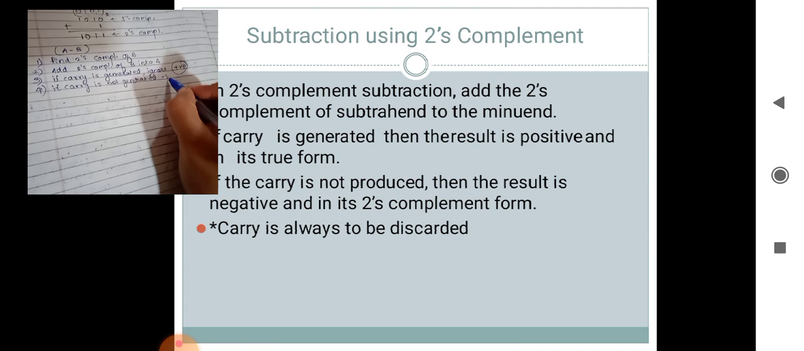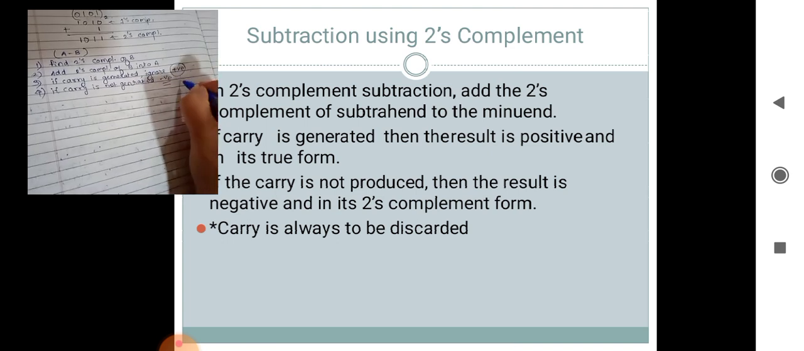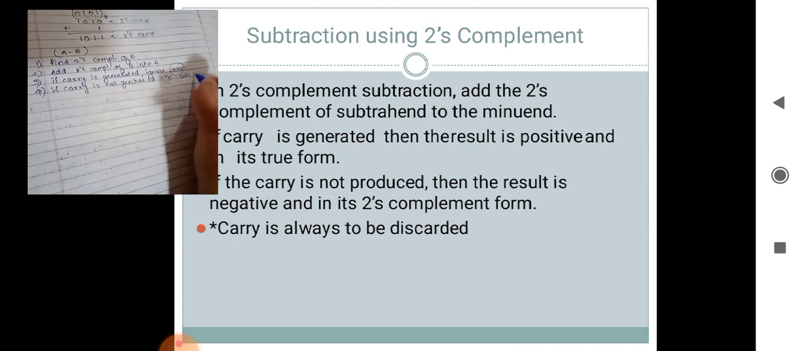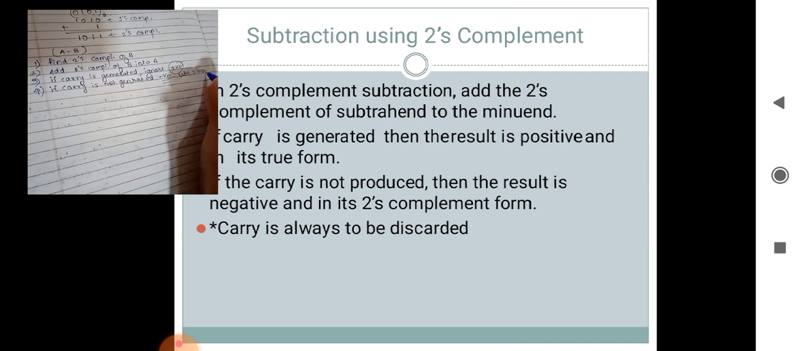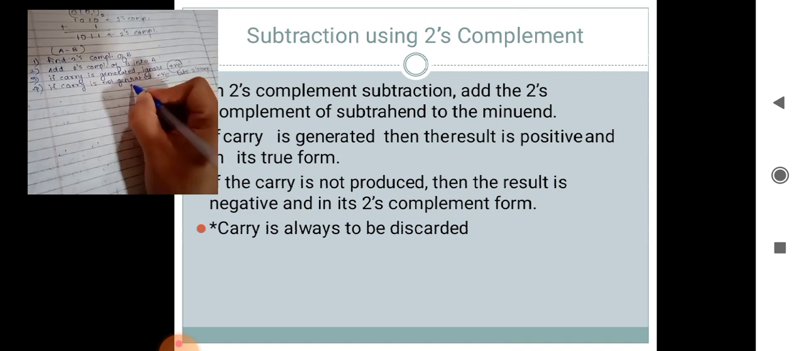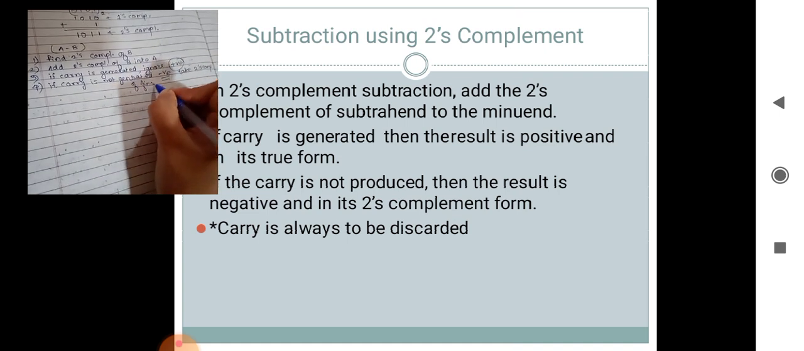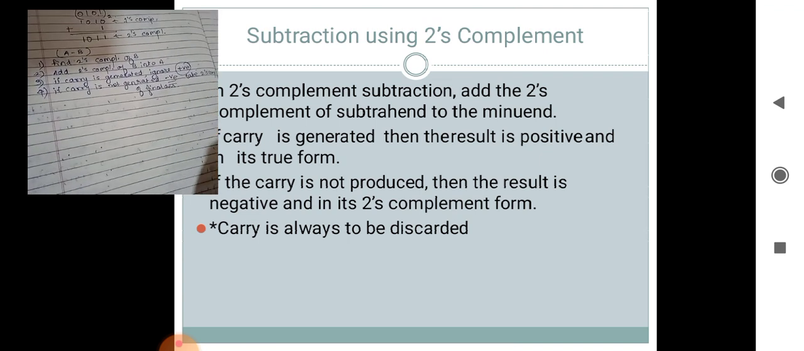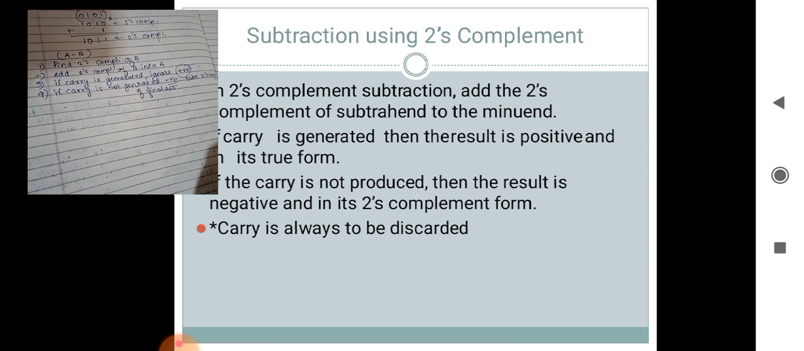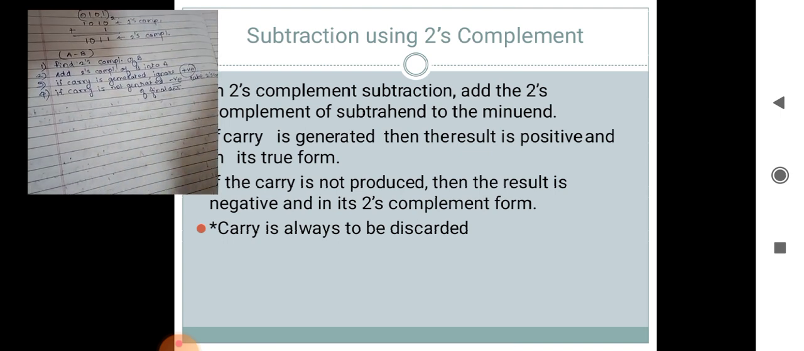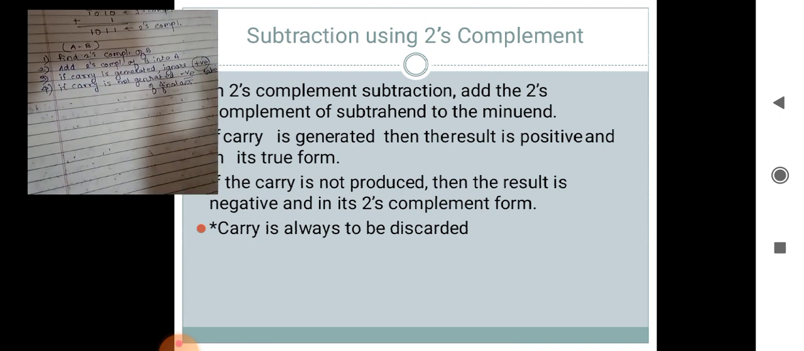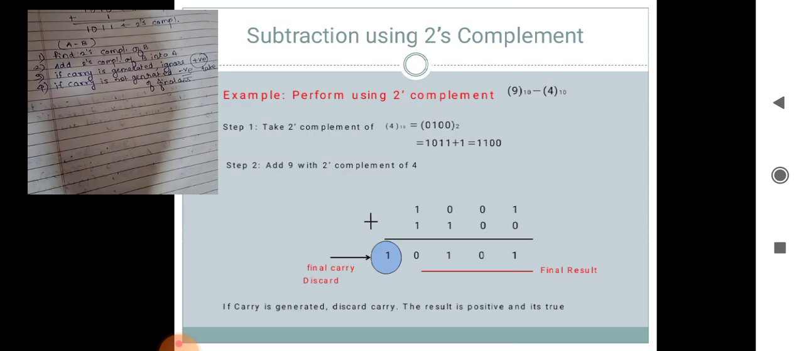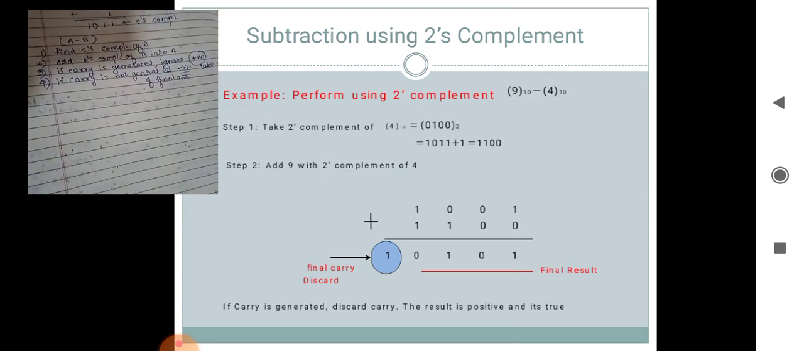Fourth condition, if carry is not generated, consider the answer is negative and take 2's complement of the final answer. Take 2's complement of the final answer. So these are the very simple rules. If carry is generated, ignore that carry. If carry is not generated, consider the answer is negative and take 2's complement of the final answer. Then we'll see the example.